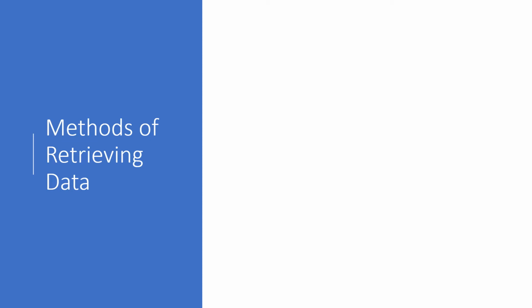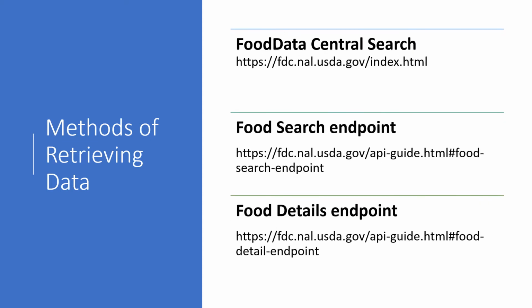The methods of retrieving data from FoodData Central is 3 different ways. The most basic form of getting a list of foods and the nutritional data is to enter the food or the food type directly into the FoodData Central search bar on the USDA website, which is located here. And that will automatically give you a list of foods in your search criteria and the nutritional information.